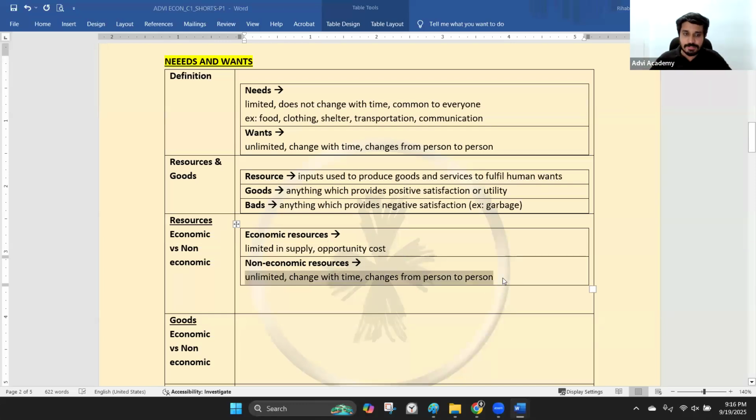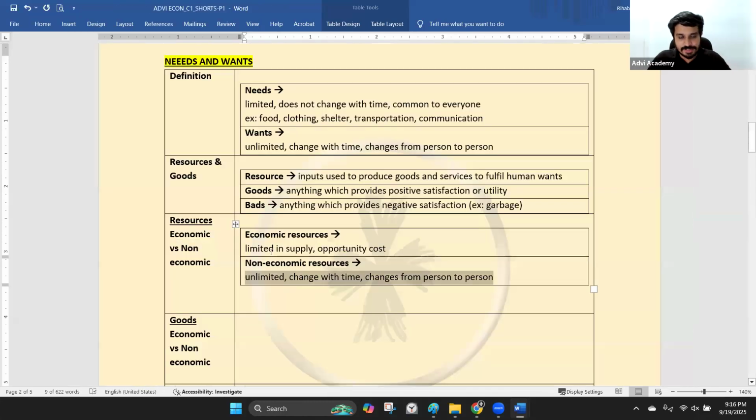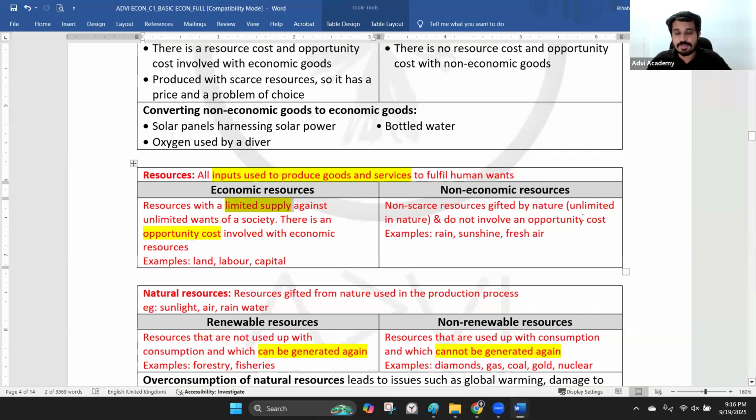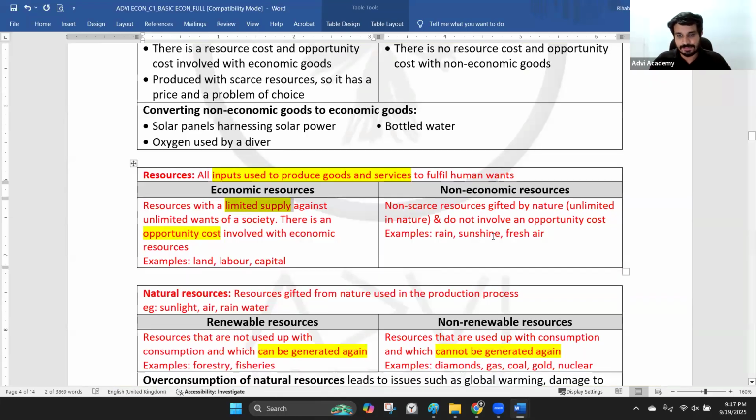A non-economic resource is the opposite of this: unlimited in supply and no opportunity cost. Are there goods like that, unlimited in supply with zero opportunity cost? Yes, there are, but only very limited examples. For example, sunshine. Rain is to a certain extent like that. Fresh air is like that. Leave that out. Sunshine is the best example.